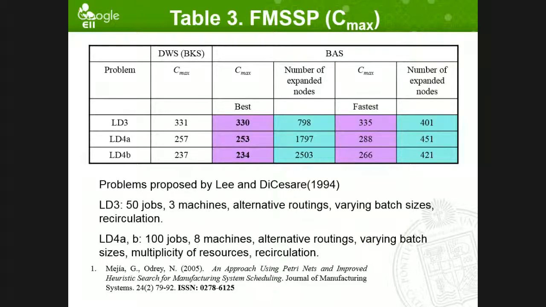These are the third set of problems, the flexible manufacturing systems scheduling problems. We are comparing our results against another algorithm, which is DWS, which means dynamic window search. It's another Petri Net type algorithm. And we found better solutions, not by much, but still better solutions. These are the best, and also the fastest solutions with a minimum beam width. This is with another. And this is what the problems are about: basically 50 jobs, 3 machines, alternative routings, varying batch sizes, recirculations, something that is not very common to handle by traditional algorithms.